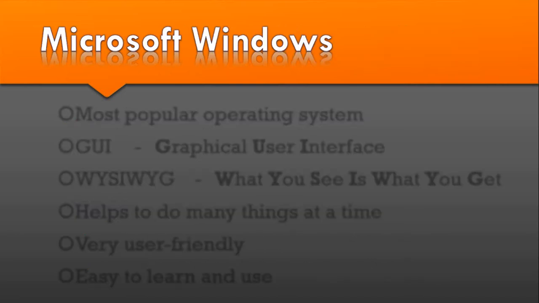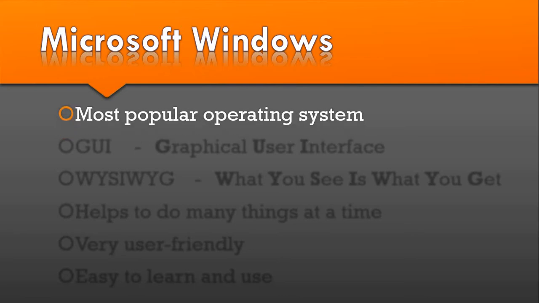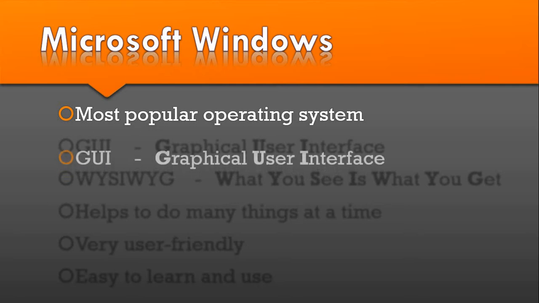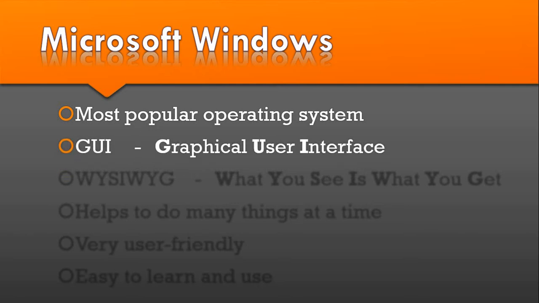Next is about Microsoft Windows operating system. It is one of the most popular operating systems. It is a GUI interface, that means graphical user interface. So graphics are used in it to communicate with the computer.